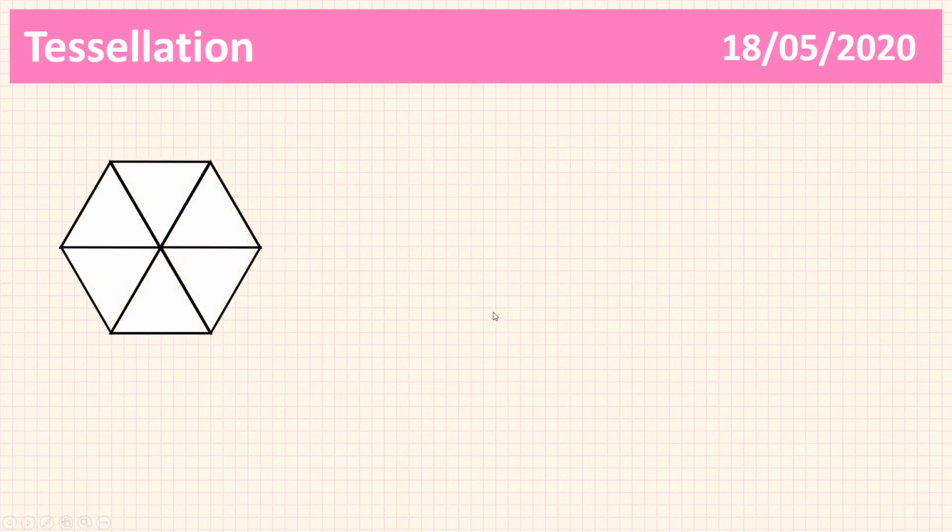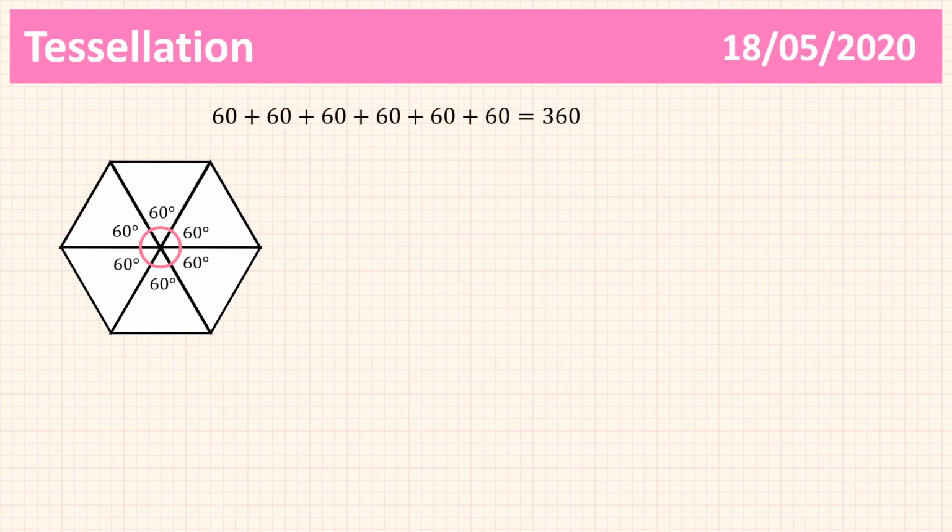We'll look at the angles in the equilateral triangle, because that's going to help us with understanding why an equilateral triangle tessellates. The angles around that point there in the center that I've tried to tessellate the shape are all 60 degrees, because the interior angles of an equilateral triangle are 60 degrees.